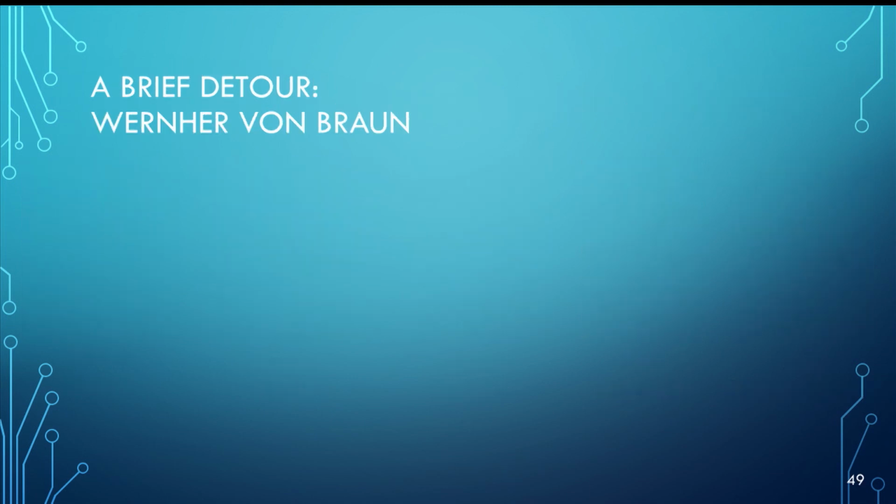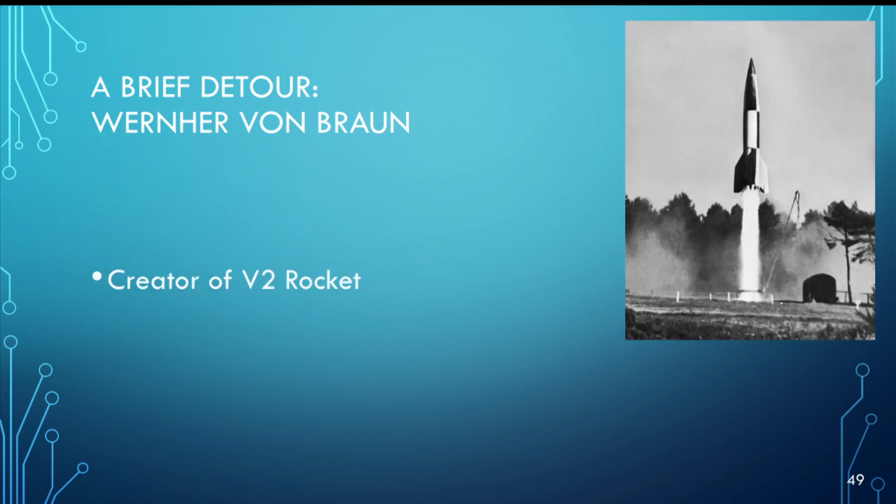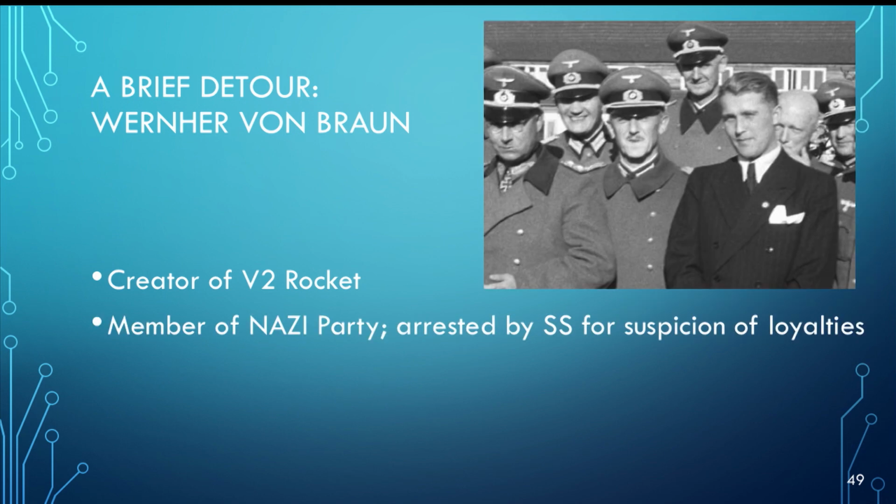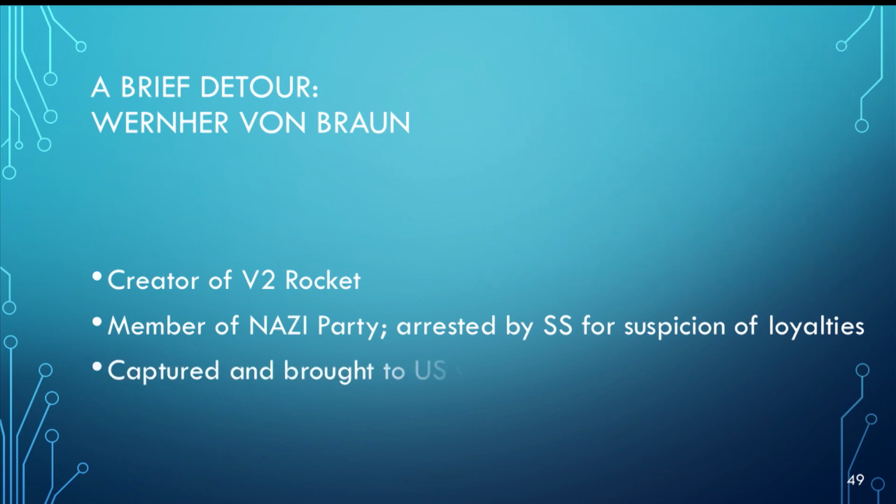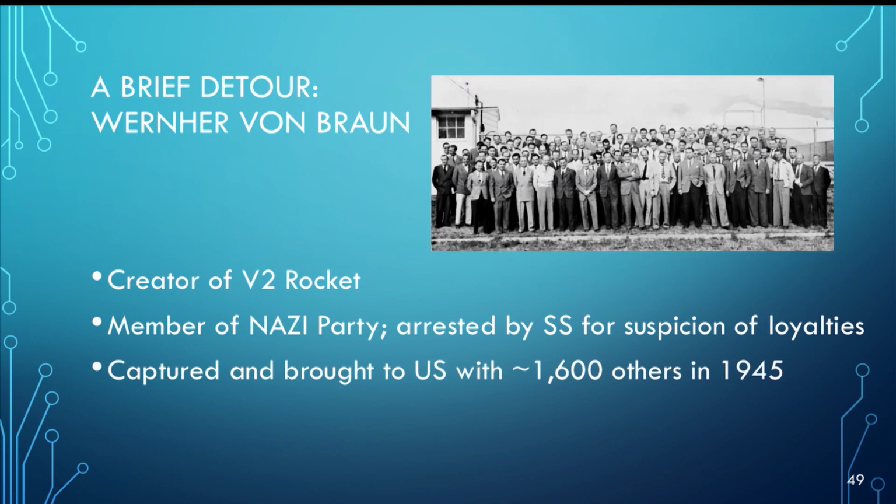Another person you can't talk about the Apollo program without talking about is Wernher von Braun. He was the creator of the V-2 rocket. Member of the Nazi Party. He was actually arrested by the SS for suspicion of loyalties and then later released. He was captured and brought to the US with 1,600 other German scientists in 1945. Many of them were former Nazis.